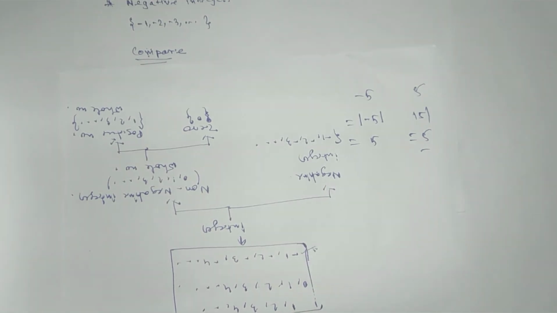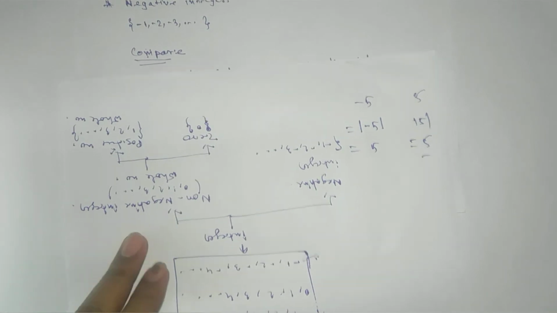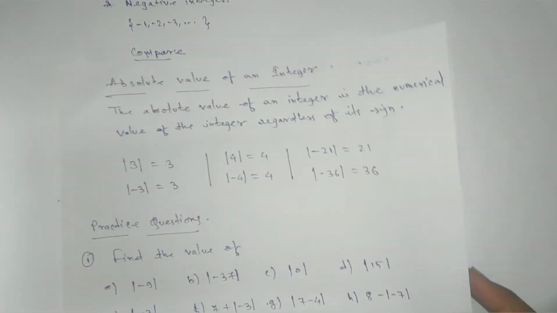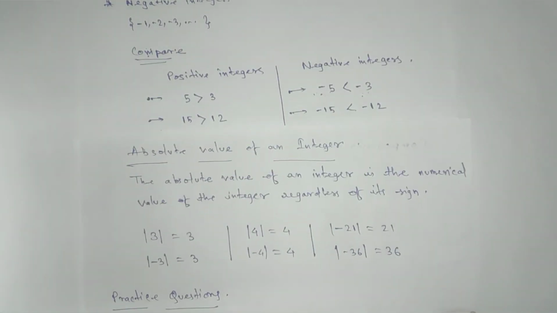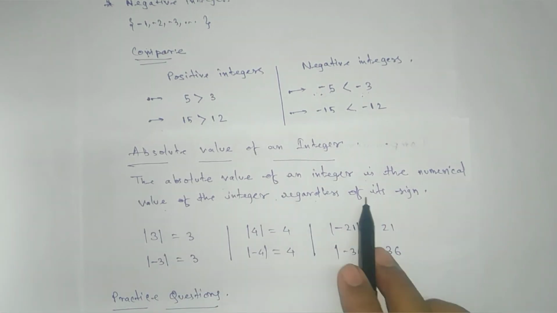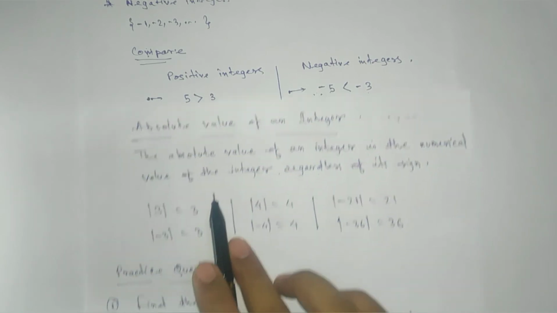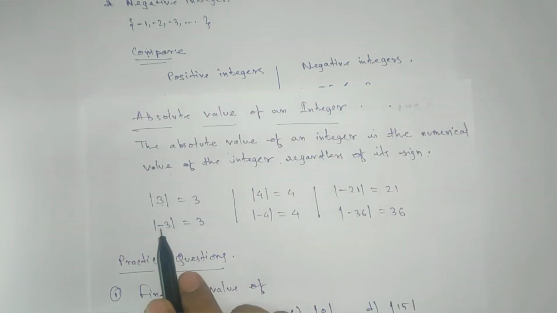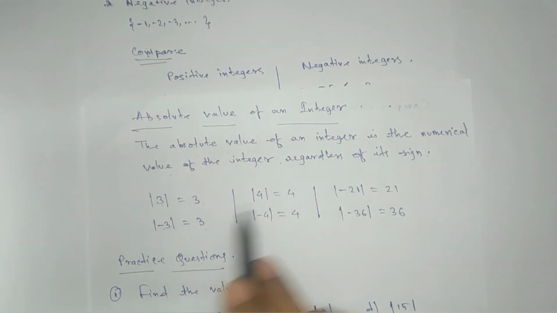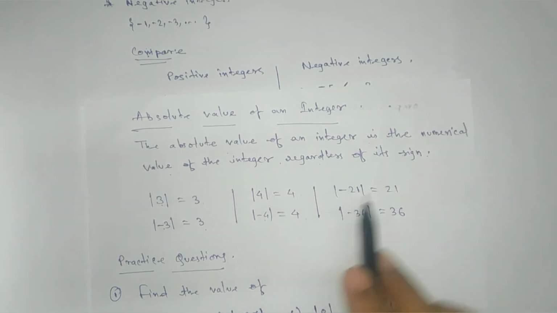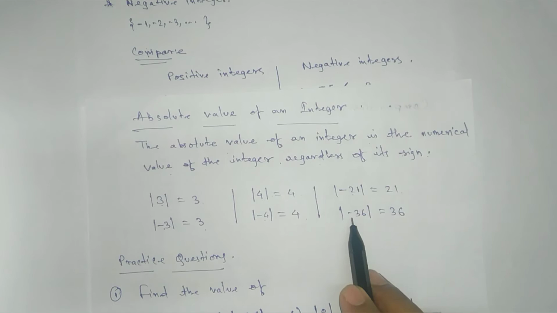So here we have the definition for absolute value. You can see here, the absolute value of an integer is the numerical value of the integer regardless of its sign. So we'll not see the sign, it should be positive. Numerical value, that means 3, we'll take 3, -3 is here, we'll take 3 only, 4, -4, 4 we'll take, -21 will give you 21, -36 will give you 36.